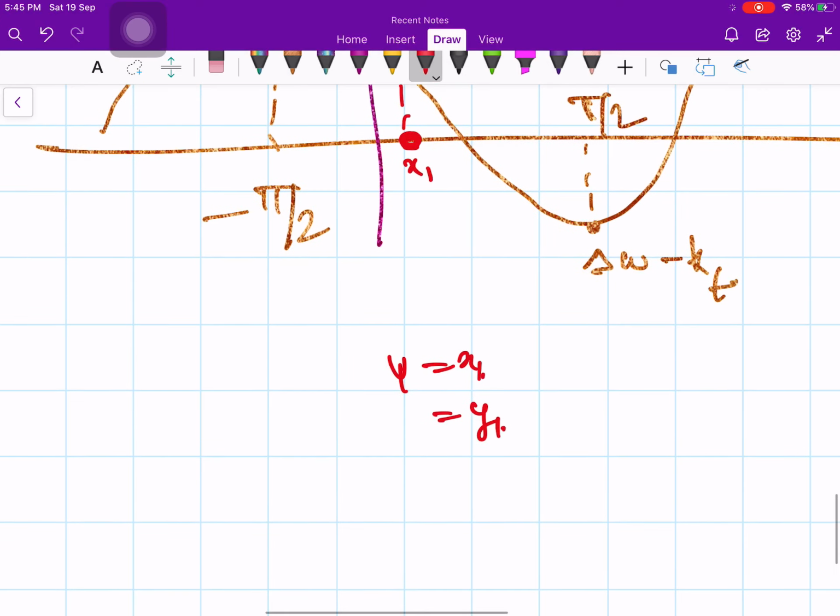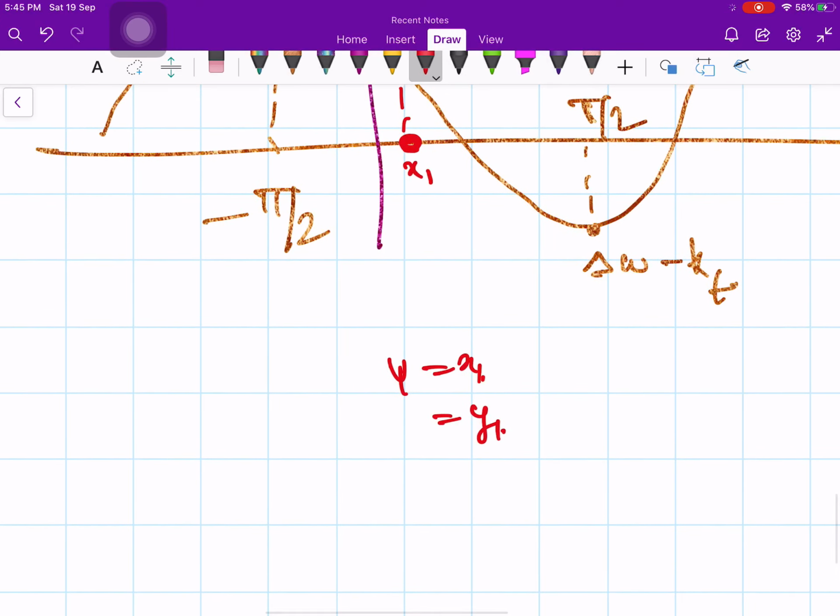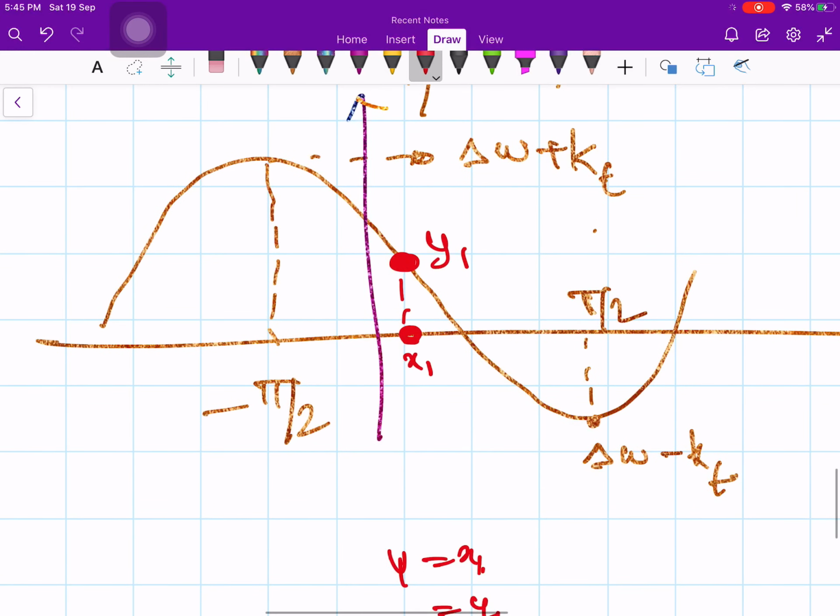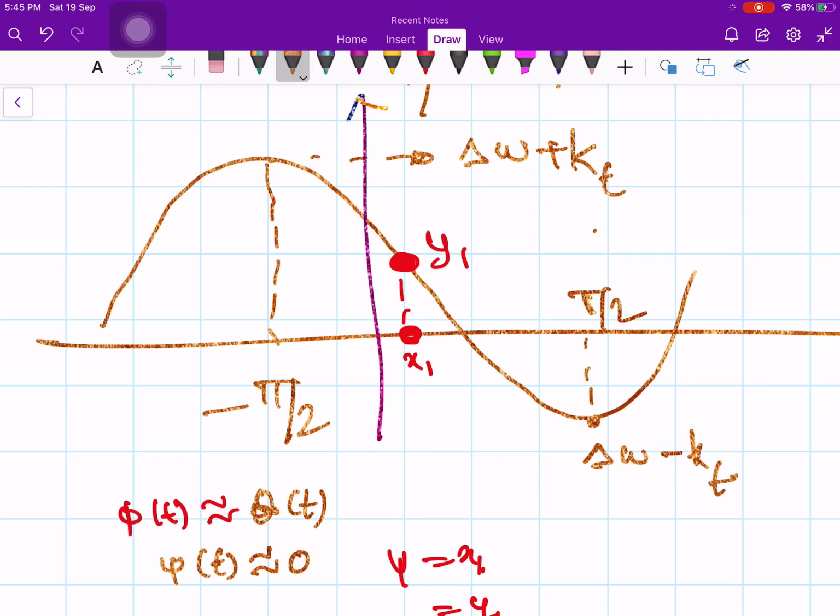Now when the loop was in a locked condition, where will it be? Locked condition means your phi of t is approximately equal to theta of t. That means your psi of t is approximately equal to 0. So this point is psi of t equal to 0, therefore it was here. This point indicates the locked condition, because at this point your psi becomes 0, the phase error will be 0. Therefore you were at this point.